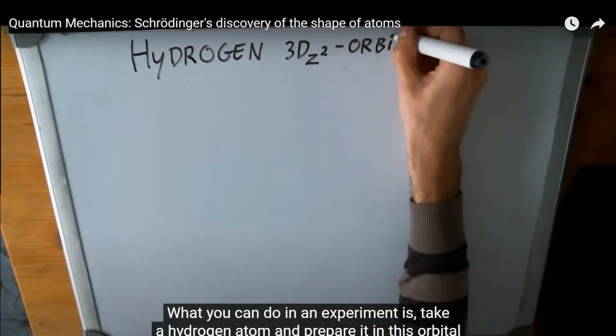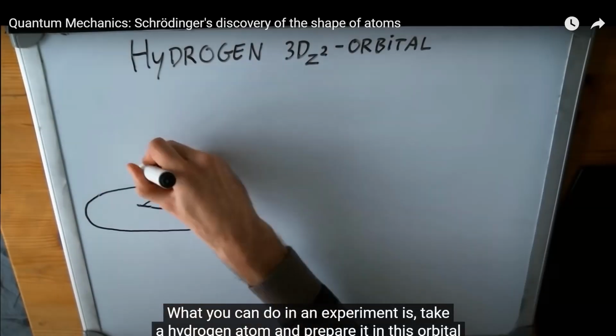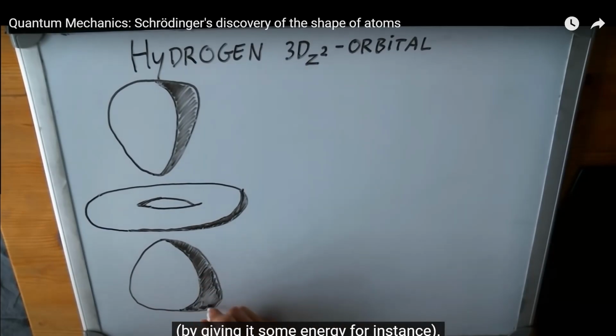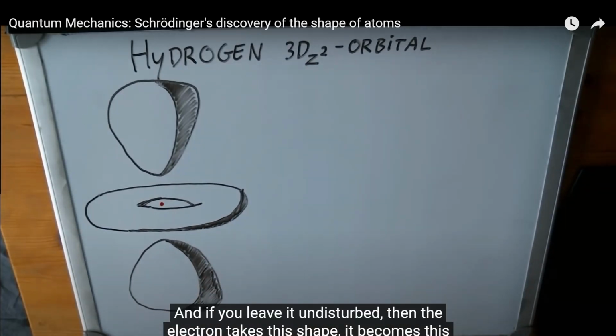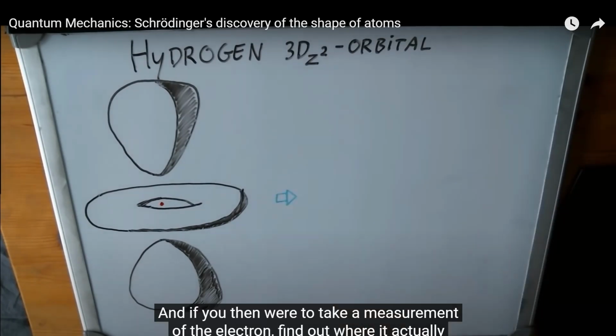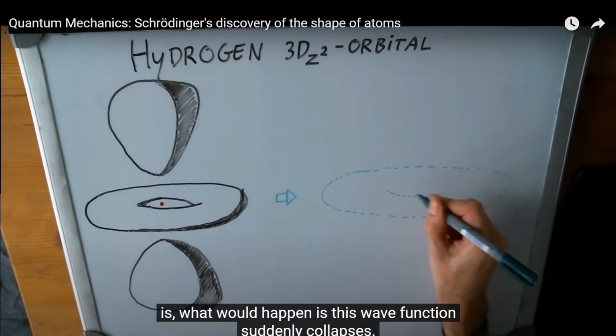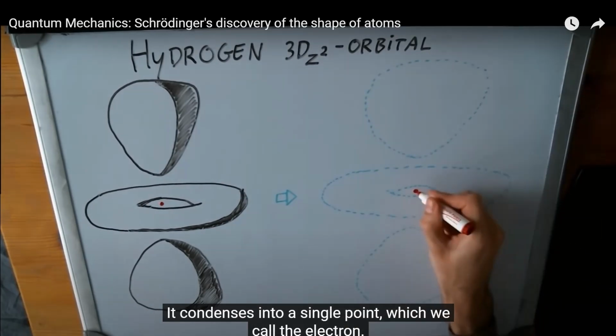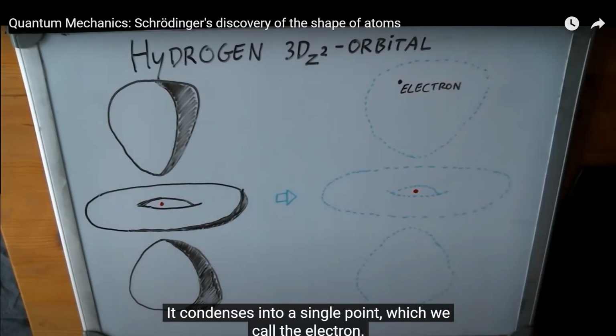What you can do in an experiment is take a hydrogen atom and prepare it in this orbital by giving it some energy, for instance. And if you leave it undisturbed, then the electron takes this shape. It becomes this wave function, this blobby shape. And if you then were to take a measurement of the electron, find out where it actually is, what would happen is this wave function suddenly collapses. It condenses into a single point, which we call the electron.